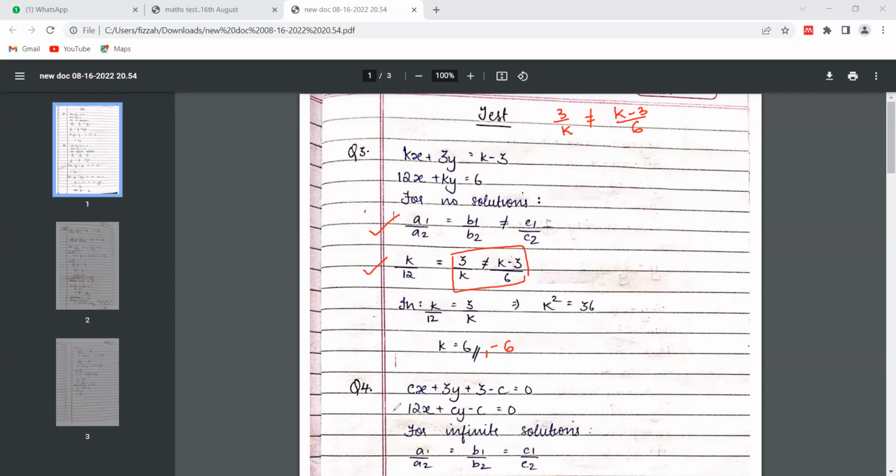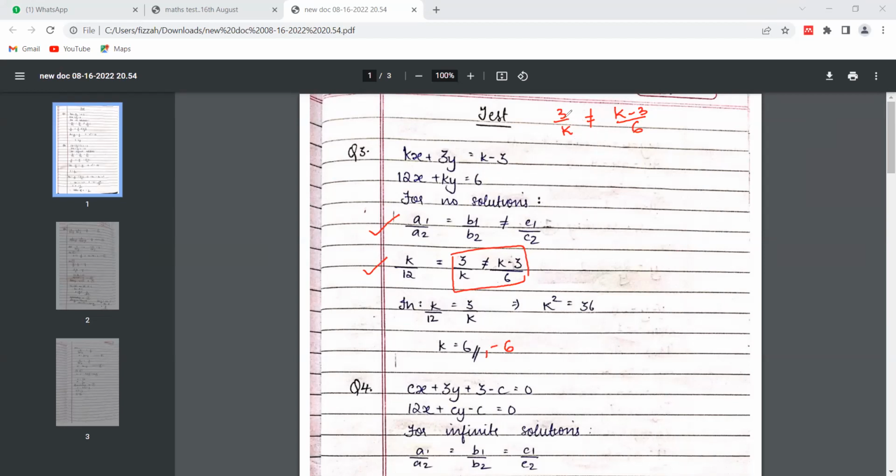Just a minute, Hamna is joining. She has also made a mistake in this question. Ma'am, so we should prove that also. Yes, I'm just doing it. Wait, let her join. Okay, she's not able to join, I think.